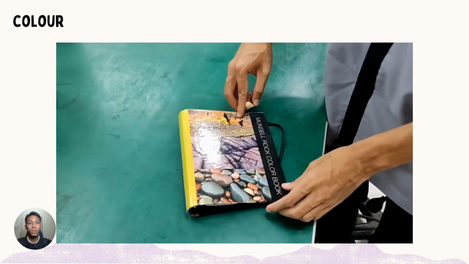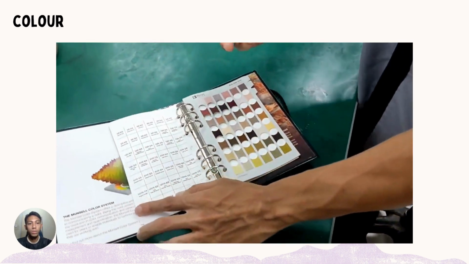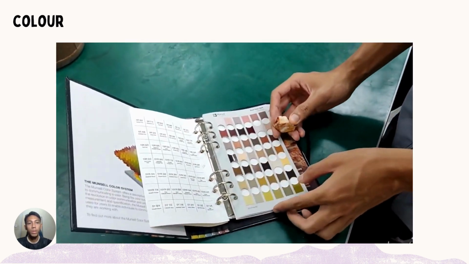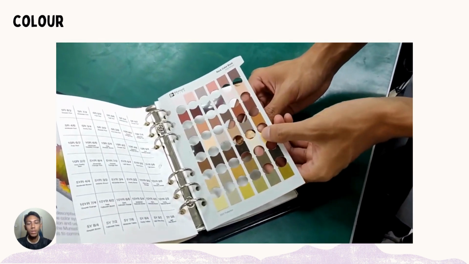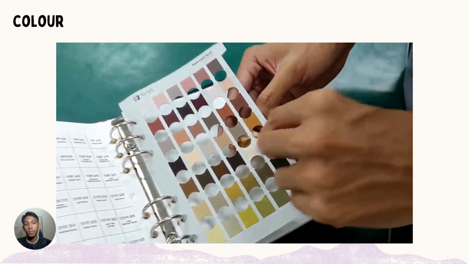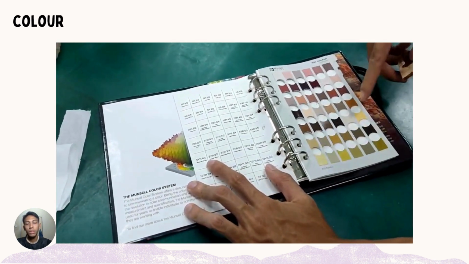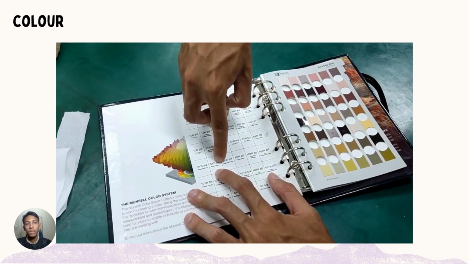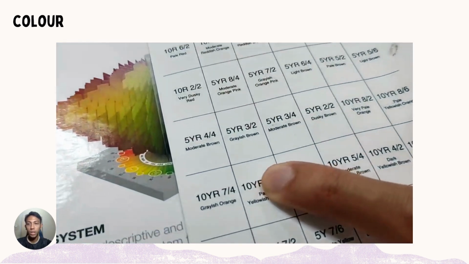So for the color, we'll be using this material color book. We match our color with the sample and then we will refer to the next page for the name, and we can see the color name is grayish brown.